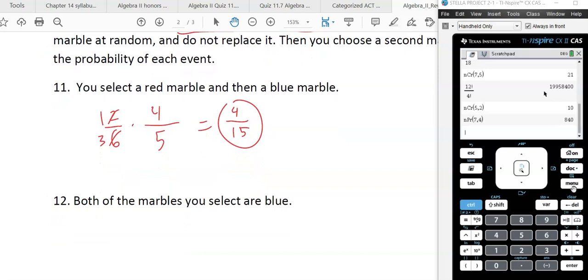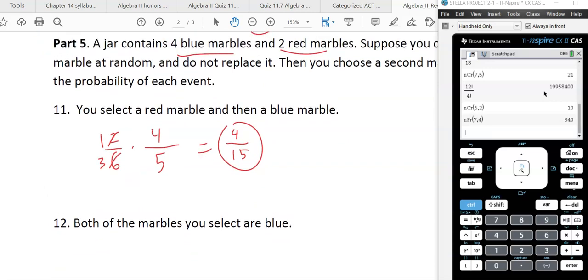Both marbles are blue. So that would be 4 out of 6 times 3 out of 5. Right, the 4 out of 6 will cancel. 3 and 3 cancel. So I get 2 over 5. 2/5 chance, 40% chance.